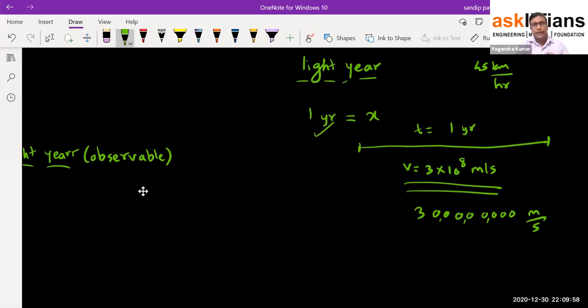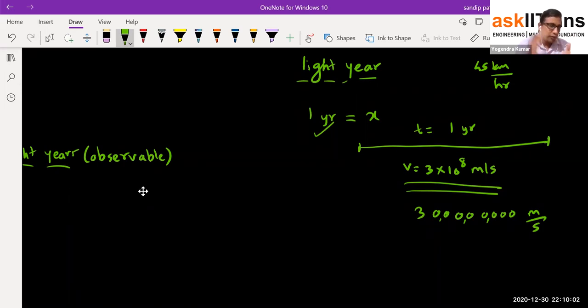Now we have to calculate how many total seconds there are in 1 year. We have to multiply it by 365 days and 24 hours, then 24 minutes. Very big calculations, right? So this is the distance.